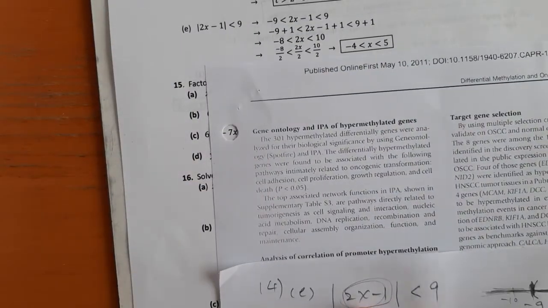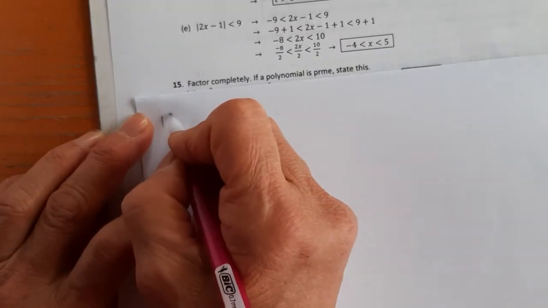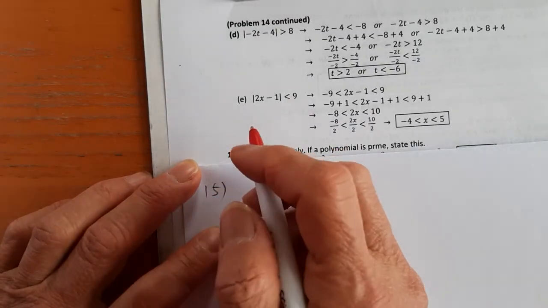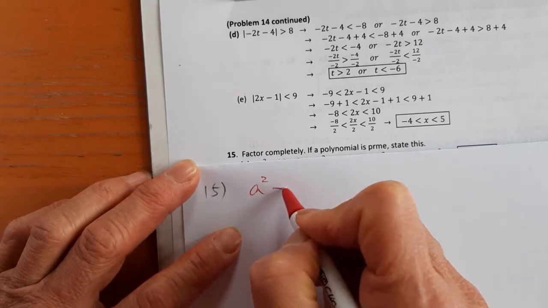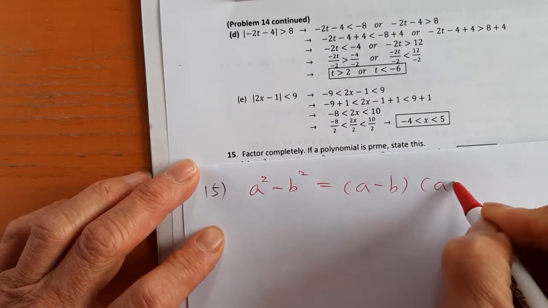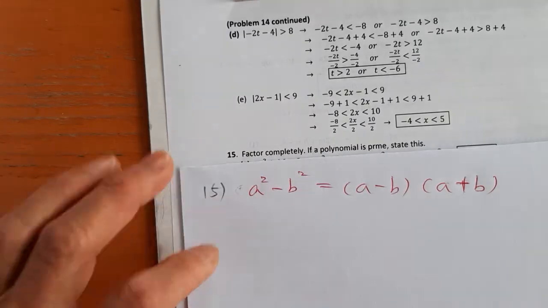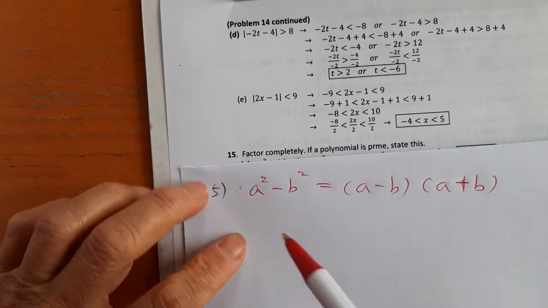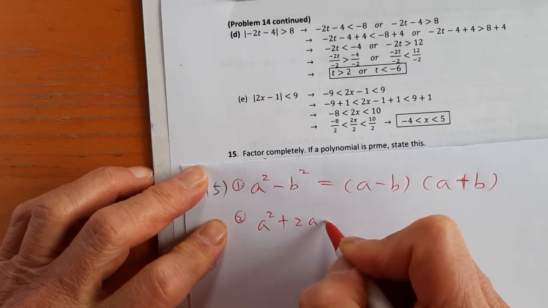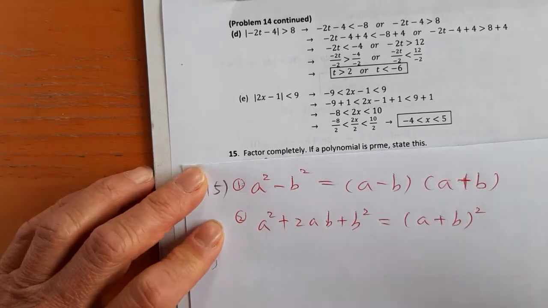Then next one, question 15, factor it. So to factor the polynomial, we have to know the formulas. The first one is the difference of squares formula: a squared minus b squared equals a minus b times a plus b. And the second one is the completing square formula: a squared plus 2ab plus b squared equals a plus b quantity squared.